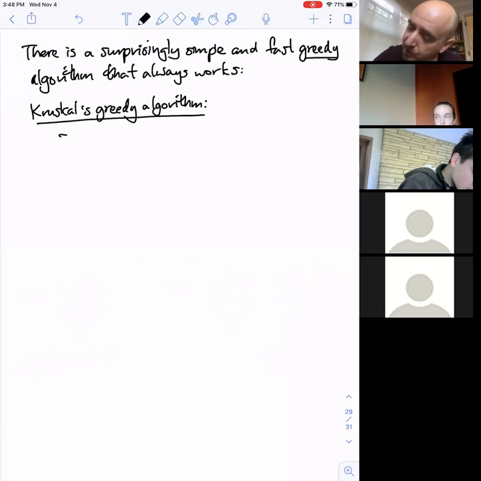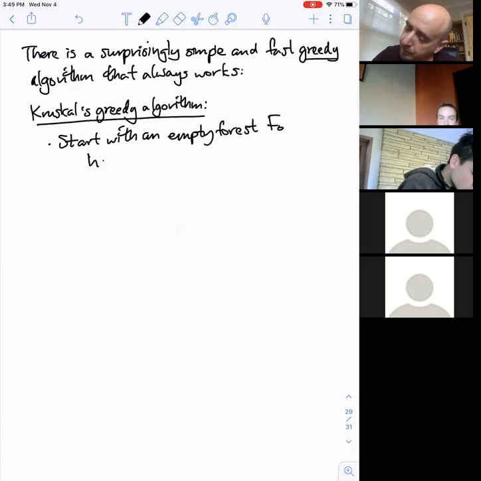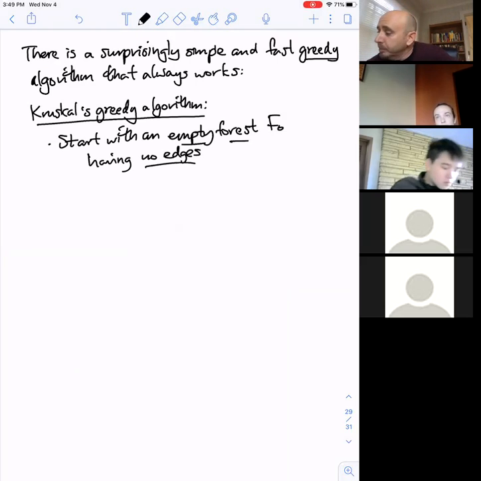So start with an empty forest, F0, that has 0 edges. And at each step, you're going to add an edge. You just add the cheapest edge that you can to the edges that you've already got in your forest, maintaining that it's a forest, that it has no cycles.